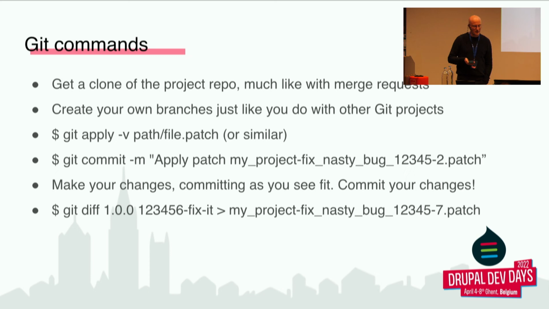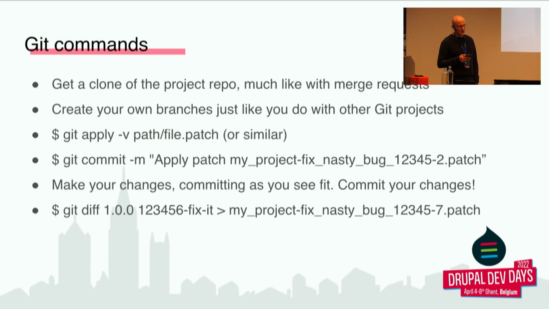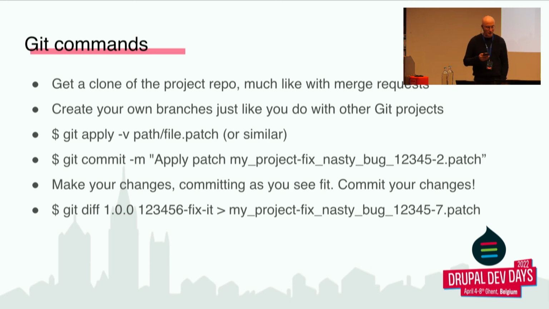Some useful Git commands. Like I said, get a clone of the project repo, like you would do with merge requests. You can then create your own branches. You don't need to get them from Drupal.org. You can apply a patch with git apply. Then make sure that you commit the result of that, and you can use a commit message saying something along the lines of I applied the patch file such and such. Make sure that you can actually find out which patch file you used.